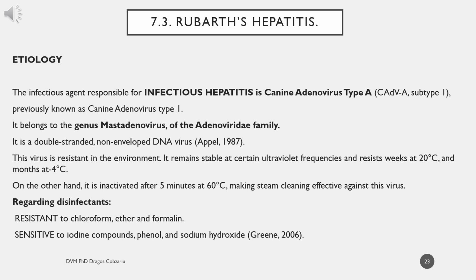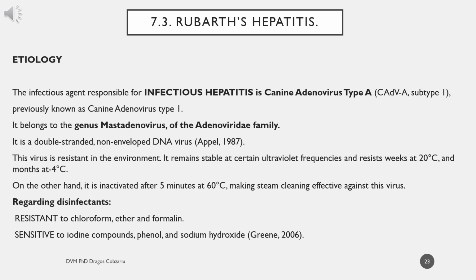The infectious agent responsible for infectious hepatitis is canine adenovirus type A, CADV-A, subtype 1, previously known as canine adenovirus type 1. It belongs to the genus Mastadenovirus, of the Adenoviridae family. It is a double-stranded, non-enveloped DNA virus. This virus is resistant in the environment. It remains stable at certain ultraviolet frequencies and resists weeks at 20 degrees Celsius and months at 4 degrees Celsius.